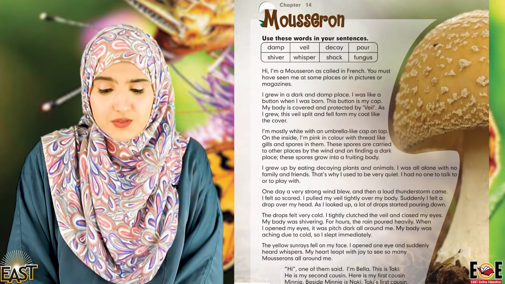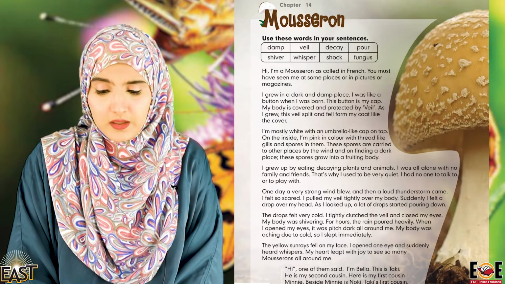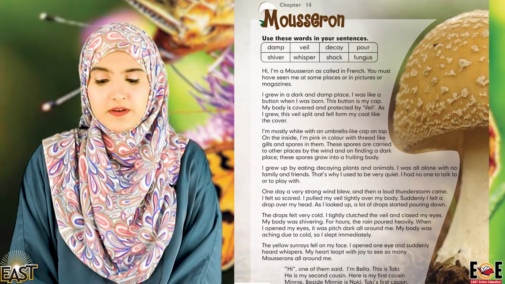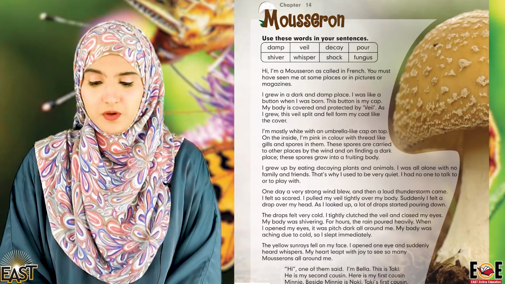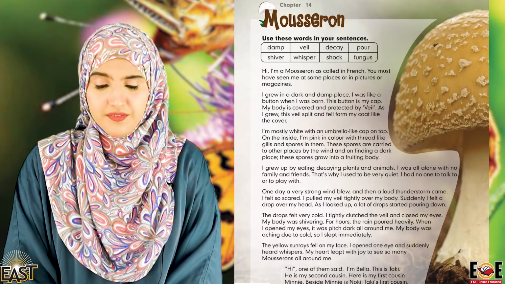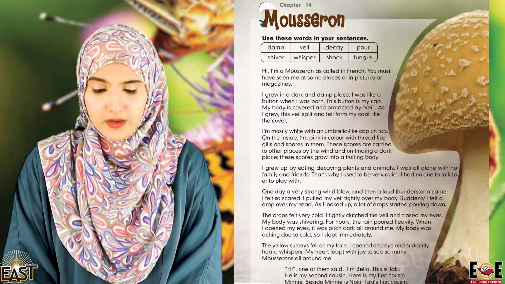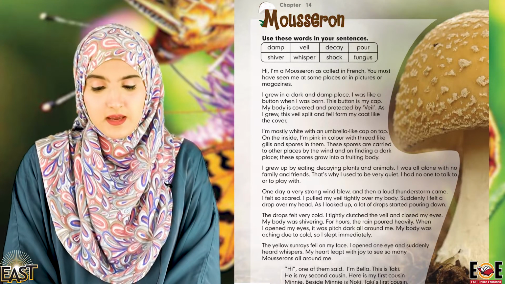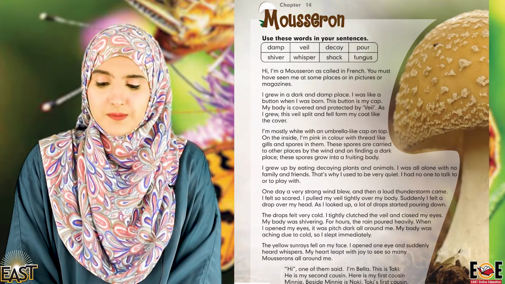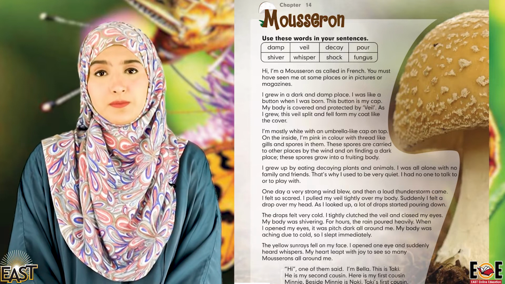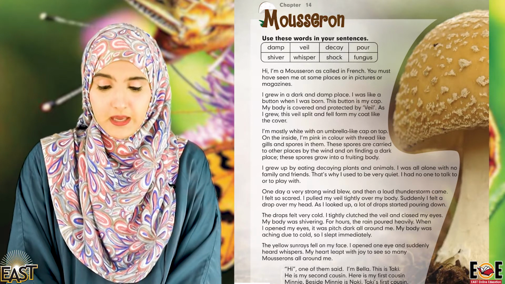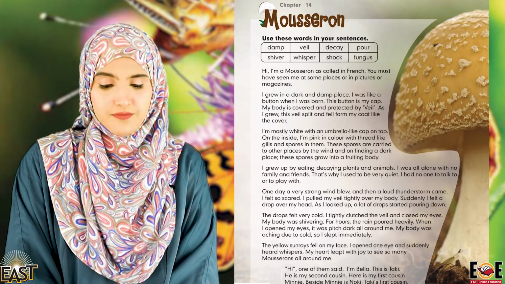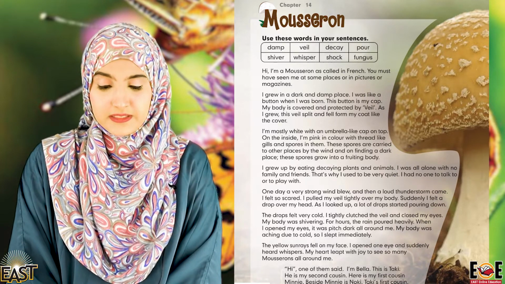One day a very strong wind blew and then a loud thunderstorm came. एक दिन बहुत तेज हवाएं चलने लगीं और बहुत जोर का तूफान आ गया. I felt so scared. I pulled my veil tightly over my body. Suddenly I felt a drop over my head. As I looked up, a lot of drops started pouring down. ठीक है भाई. एक दिन बहुत तेज हवाएं चलने लगी, thunderstorm आ गया. He felt very scared.